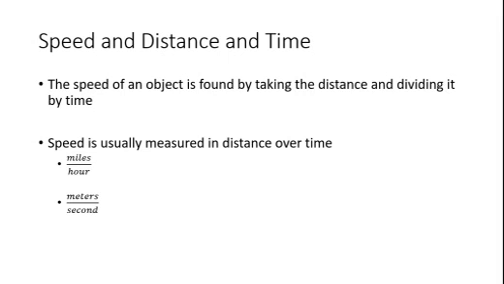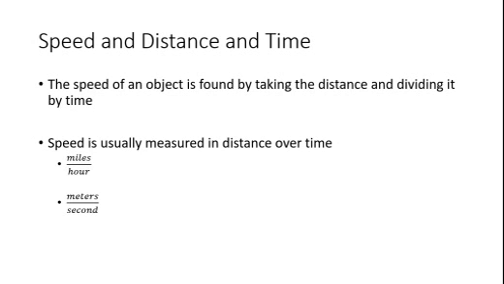Speed, distance, and time. So our connection between them. The speed of an object is found by taking the distance and dividing it by the time. So that's the relationship: speed or velocity is equal to d over t. And then once you have that formula, you can manipulate it to find different ones.